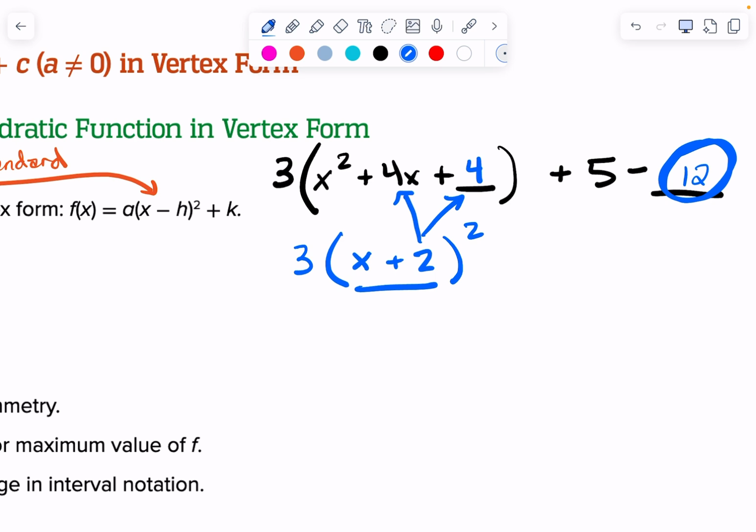Okay, because that 3 is on the outside. So, minus 5, oh, minus 12. 7. There we go. That's vertex form.